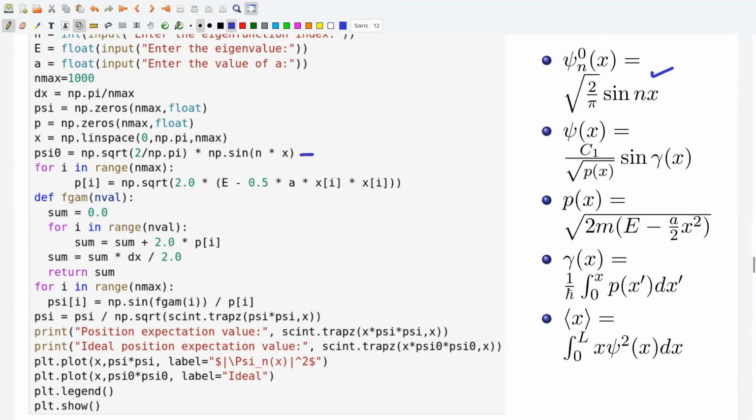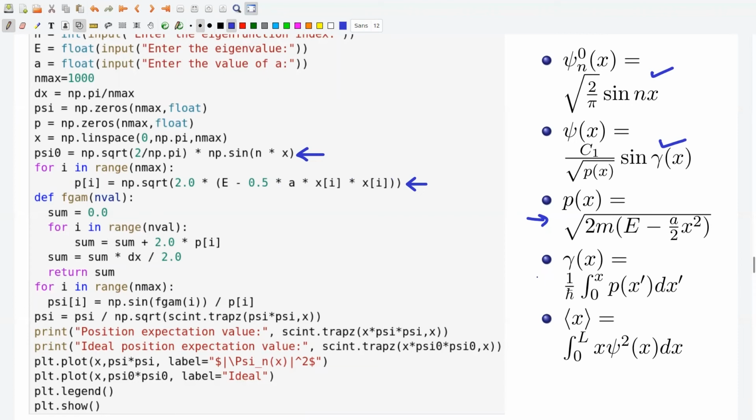In the code, we define psi naught x here. For V equal to a x square by 2, the eigenfunction is given by the WKB approximation. Psi of x is equal to C1 by square root of P of x times sine gamma of x. Now, to get psi of x, we need to know P of x, the momentum function, and P of x is given by this. And in the code, in this step, we calculate the P of x.